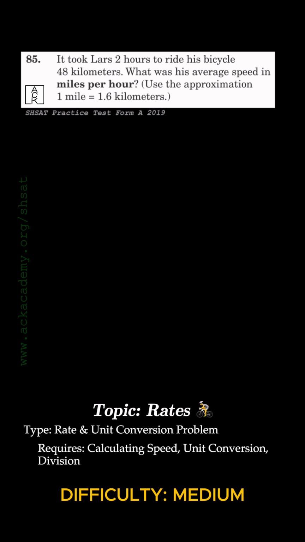It took Lars 2 hours to ride his bicycle 48 kilometers. What was his average speed in miles per hour? Use the approximation that 1 mile equals 1.6 kilometers. Okay, so let's get this down to 1 hour, in terms of 1 hour.